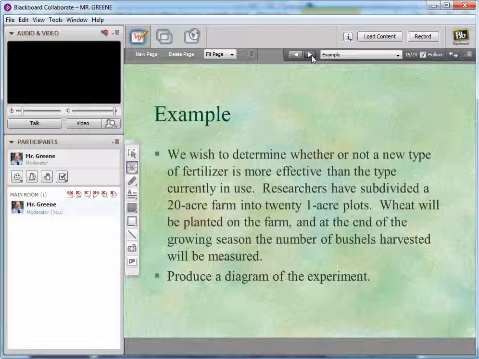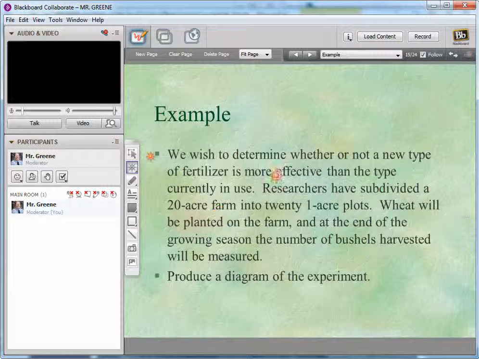Here's another example. If we wish to determine whether or not a new type of fertilizer is more effective than the type we currently use, researchers subdivided a 20-acre farm into 20 one-acre plots. Wheat will be planted on the farm. At the end of the growing season, the number of bushels harvested will be measured. Produce a diagram for the experiment.